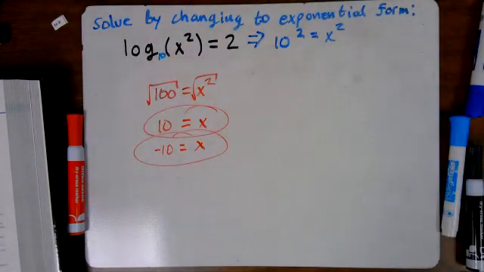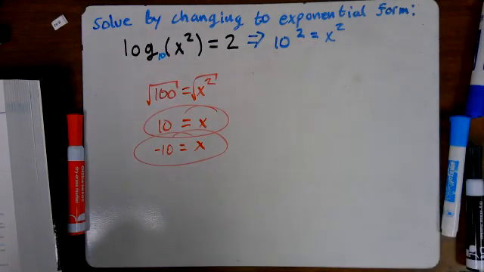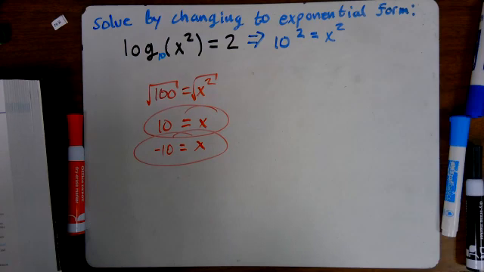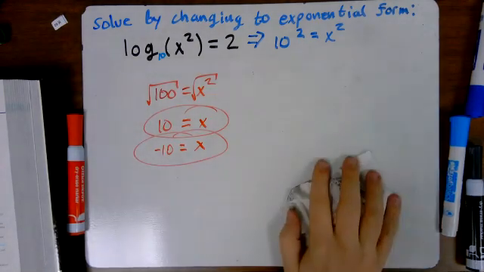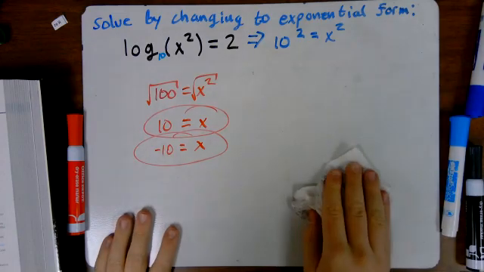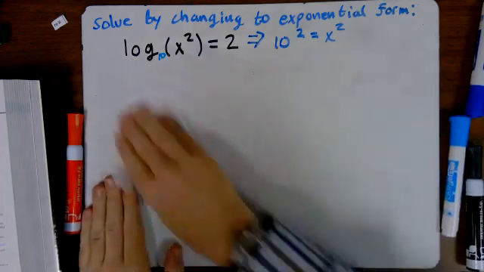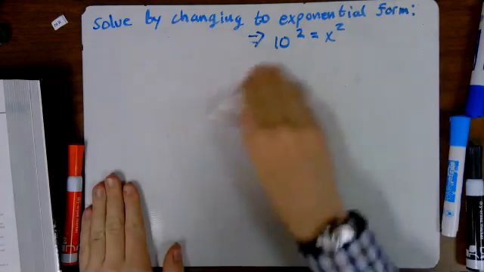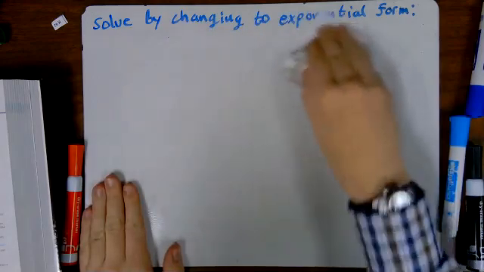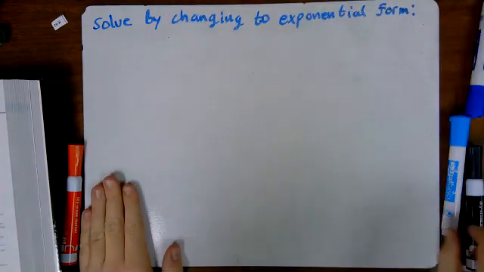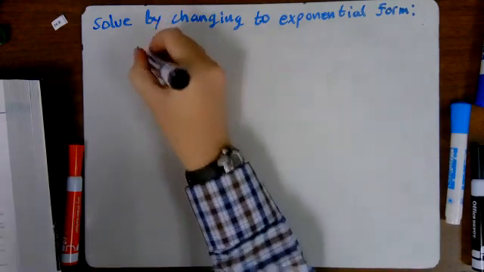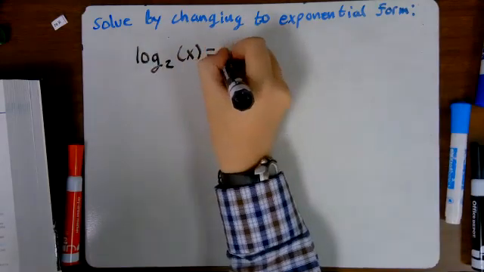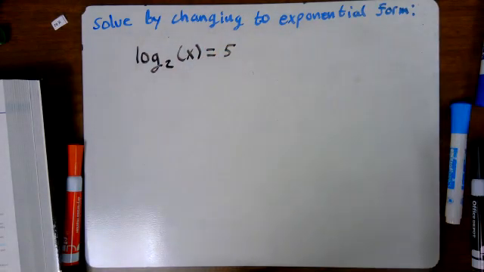Now I'm going to go ahead and create one more for you to try yourself. Can I erase this? So I would like you to solve the equation log base 2 of x equals 5 by changing it into exponential form. Give it a try.